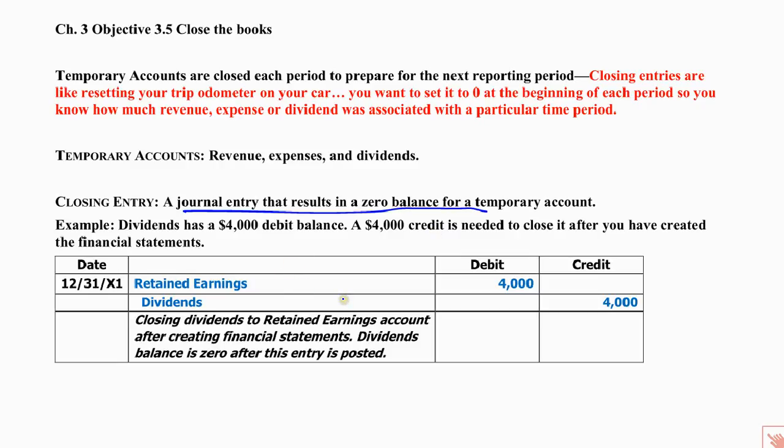Okay, so here's an example. Dividends at the end of the year had a 4,000 debit balance. We're going to need to put in a 4,000 credit to close it. And this is a closing to retained earnings. So after the fact, you have retained earnings started like this.